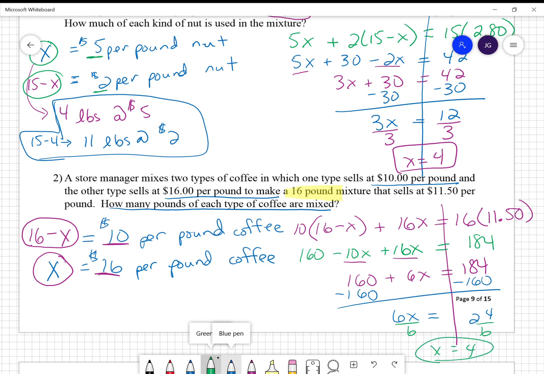So again, I'm going to go over here. 4 pounds at $16. And then 16 minus 4, 12 pounds at $10.